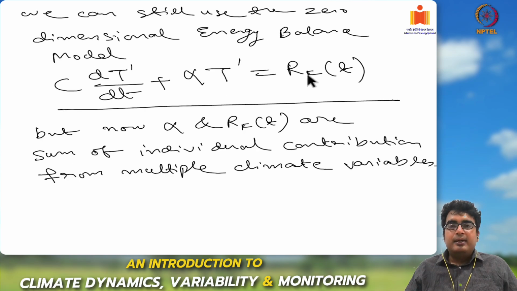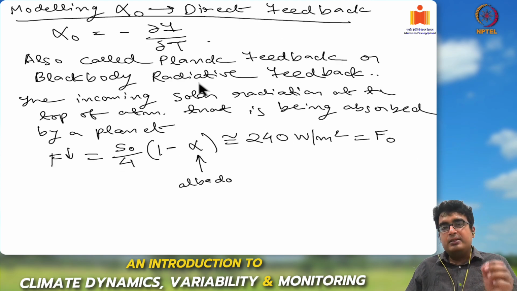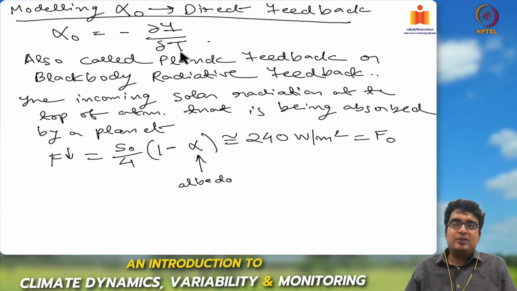And together they complete this differential equation, where C is again the total heat capacity: C times the gradient of the temperature perturbation with time, plus the feedback parameter into the temperature perturbation, equals the radiative forcing term. So now we will look more closely at the contributions of alpha here. The first term in the feedback parameter is alpha 0, which is the negative of the gradient of the net incoming flux with respect to temperature.